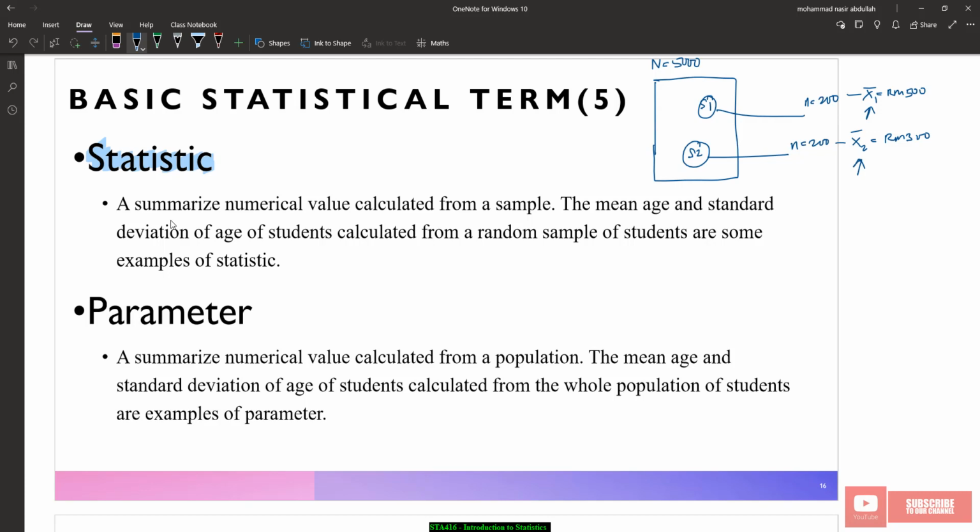Mean, mode, median, variance, standard deviation, rho, and so on. So let's say we calculate the whole population. We take all members of this population and find the mean of monthly pocket money spent, or the amount of money spent per month. So we get a mean equal to RM 450, for example. This is what we call a parameter. Parameter means the summarized numerical value calculated from the population. So any value from the population we call a parameter.